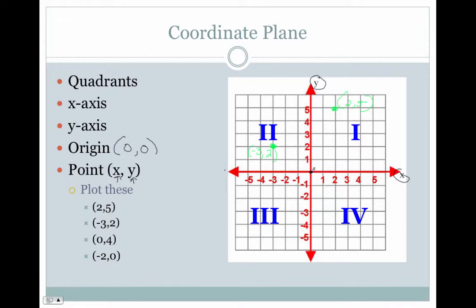So 0, 4 means 0 on the x and 4 on the y. That one tends to get kids, so watch that one. And then negative 2, 0 goes over here, because that's on the x. And yours should look just like mine.